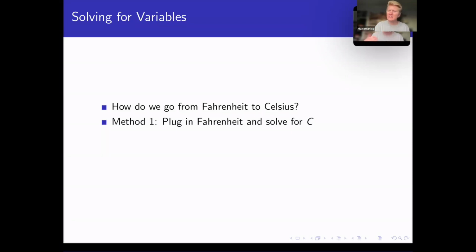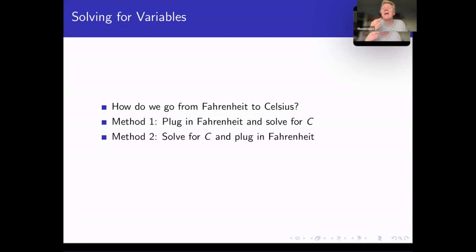Are you going to continuously plug in 20 and then solve for C, and then plug in 40 and then solve for C, and then 60 and solve for C, and so on? No, that's kind of inefficient. We would like to save ourselves some time. So a better method, a more efficient method, would be to solve for C first and then plug in Fahrenheit.